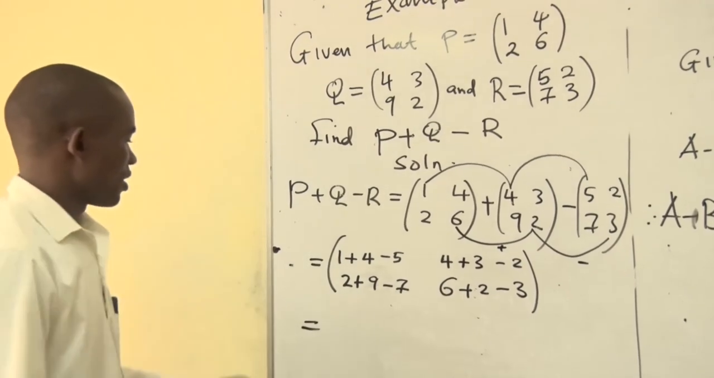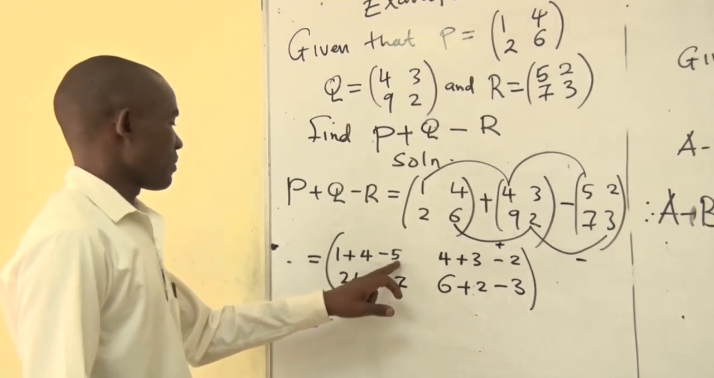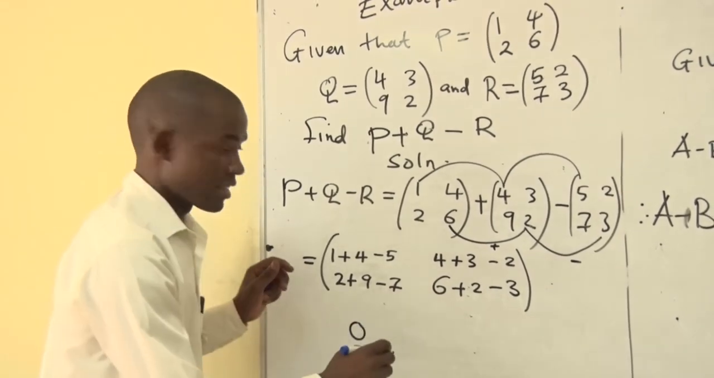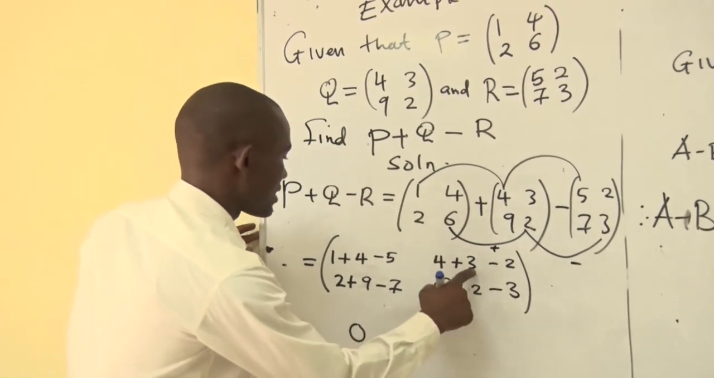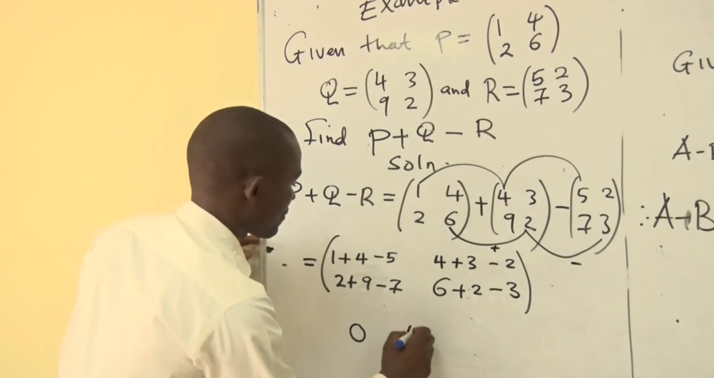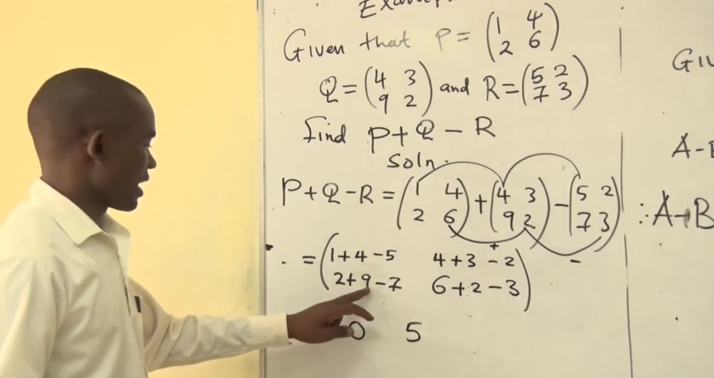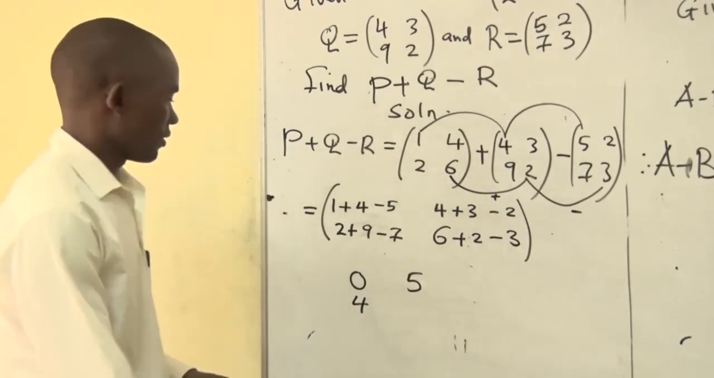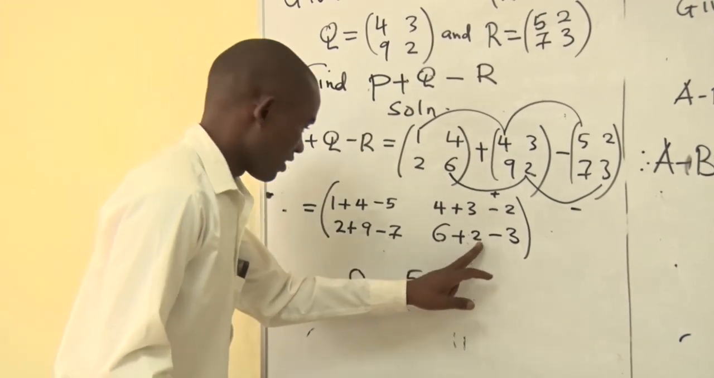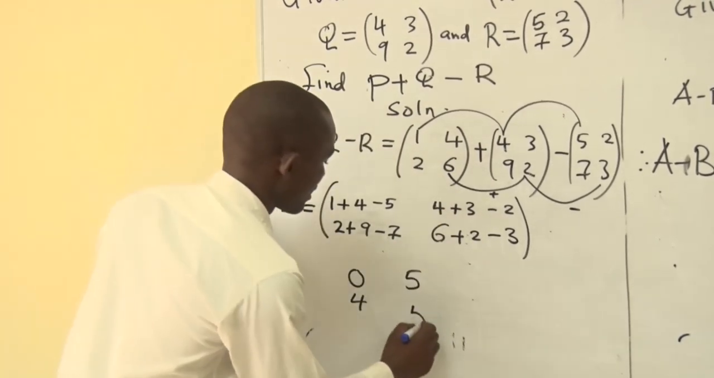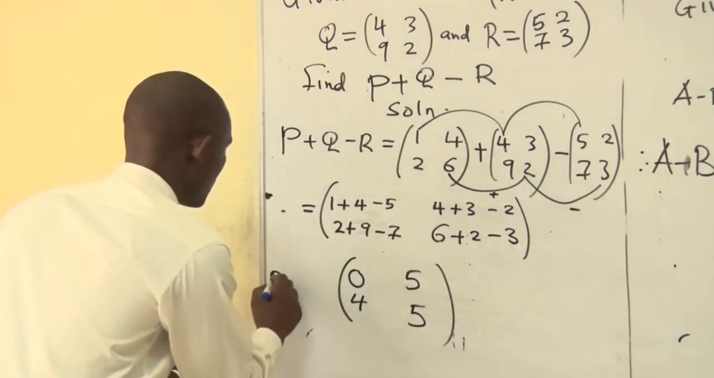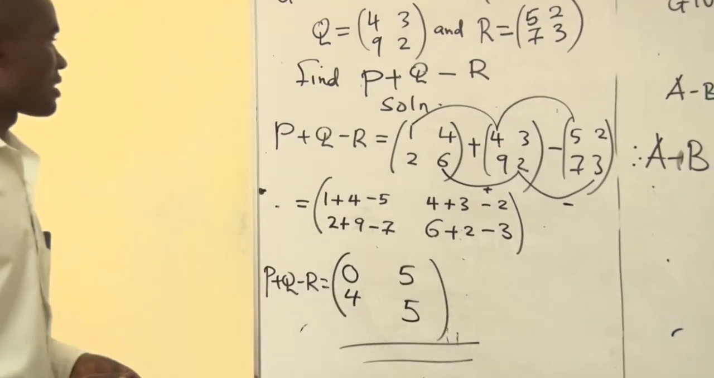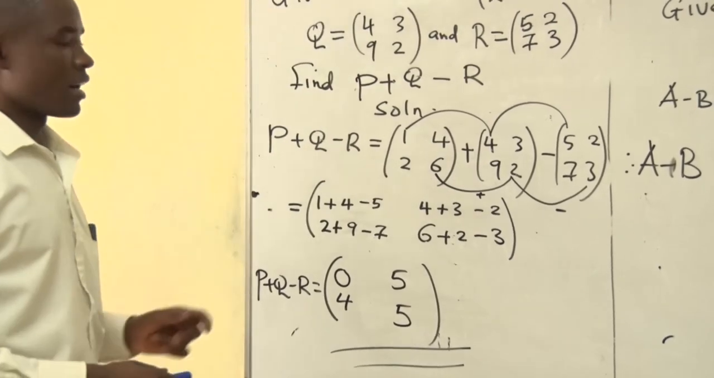So this will be equal to 1 plus 4, 5. 5 minus 5, you will get a 0. Then 4 plus 3, 7 minus 2, you will get 5. 2 plus 9 is 11. Minus 3, you will get 8. 6 plus 2, you get 8. Minus 3, you will get 5. So the answer P plus Q minus R will be equal to that. That is the matrix representing this particular question.